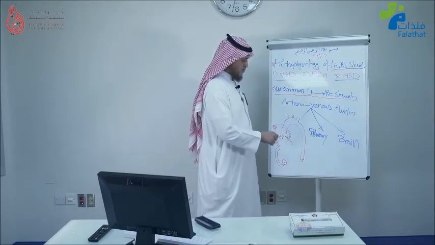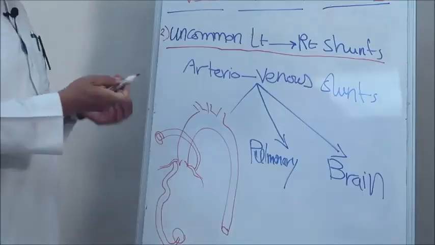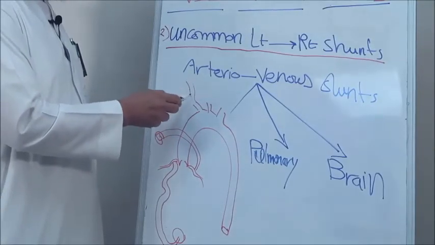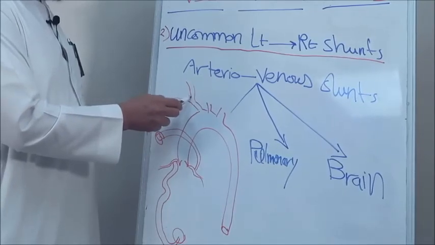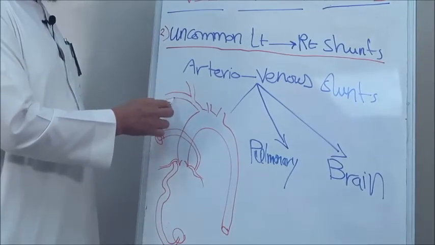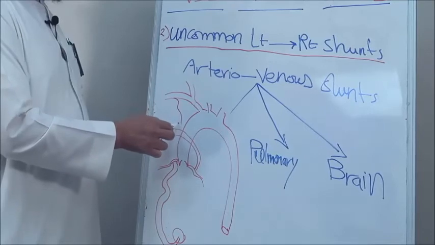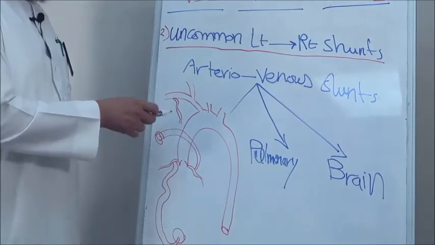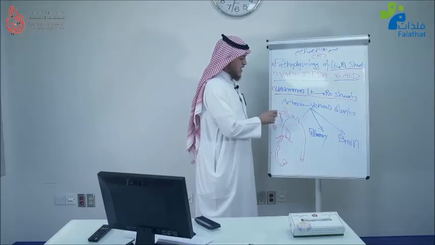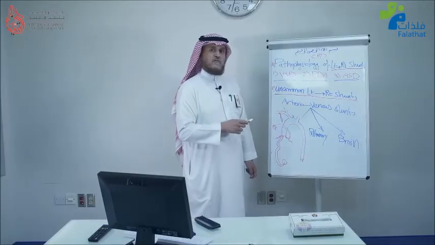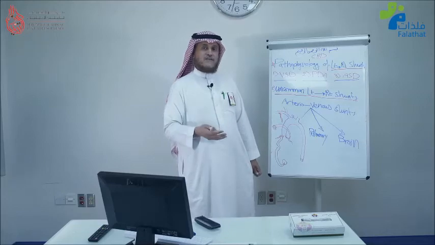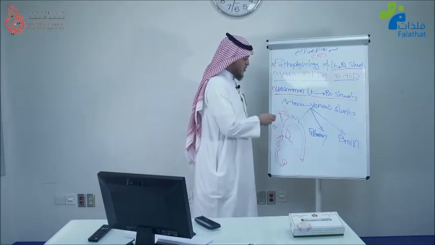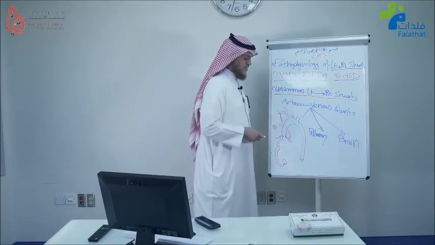This is one example. The arteries could come from different areas. If this is the brachiocephalic artery, this is the right common carotid, this is the subclavian. We do have here the RIMA, the right internal mammary artery. Such arteries are known to give arteriovenous collaterals, arteriovenous fistulae, and they can go anywhere. You may have an artery from here even to the hepatic.